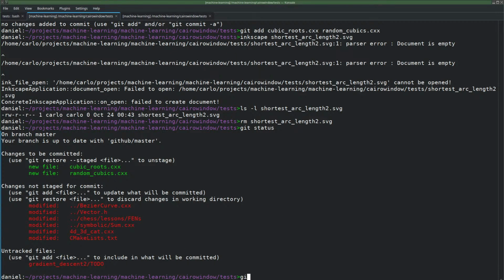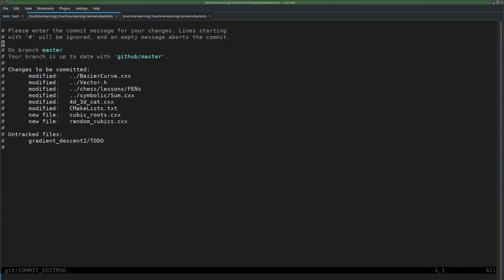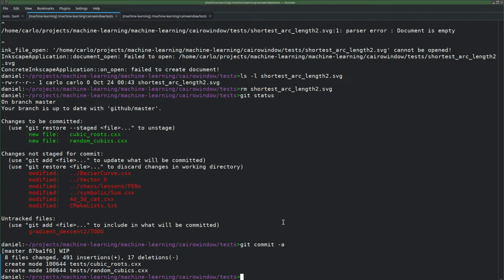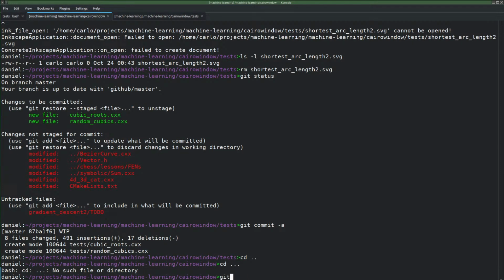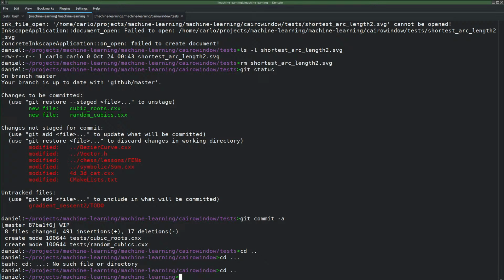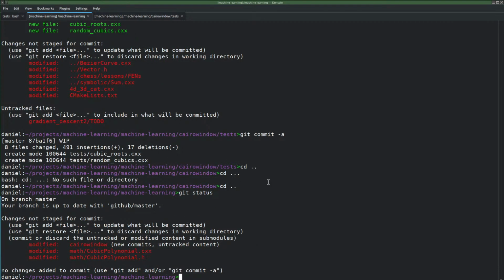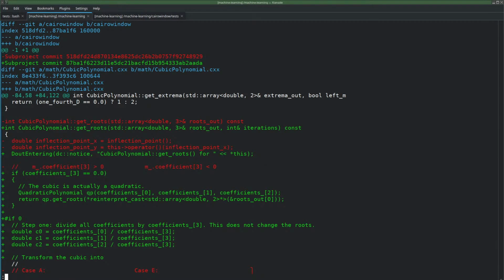I think I'm done. Now I can commit this. Commit everything. And then we think of a good work in progress comment. And then I go down, get status. And then we do get diff, because this is what I really wanted to commit. Oh, Gangan roots. Oh boy, yeah, iterations. In the end, I don't want to have that even, let alone commit it.